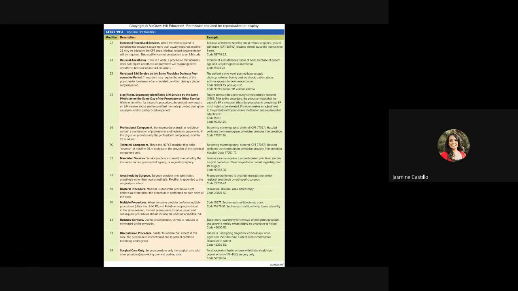So you can see here it says significant separately identifiable EM service by the same physician on the same day of a procedure or other service. So it's another service in addition to the office visit or EM code. An example would be a patient came in for consultation for chest pain, and because they were having chest pain, the doctor ordered an EKG.